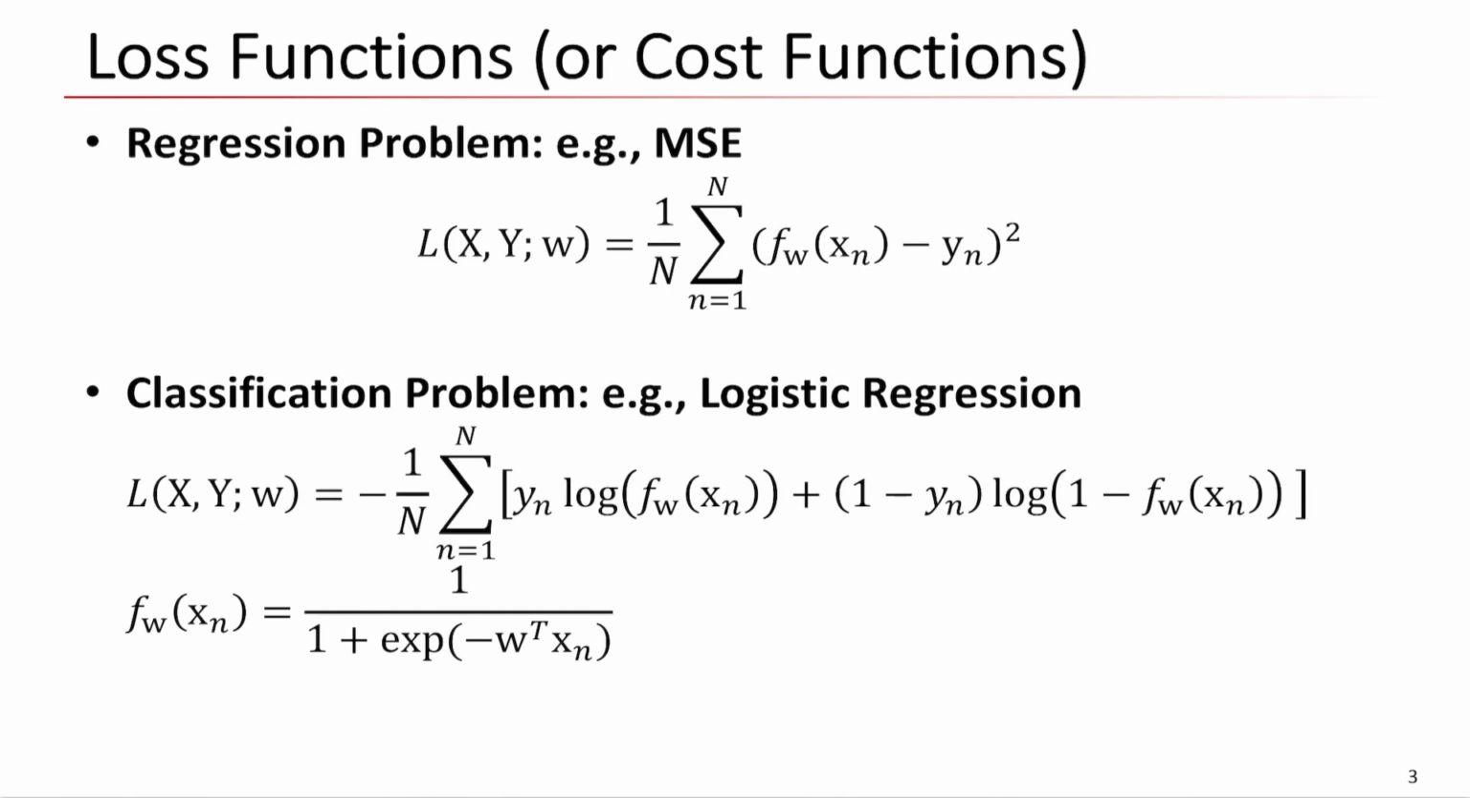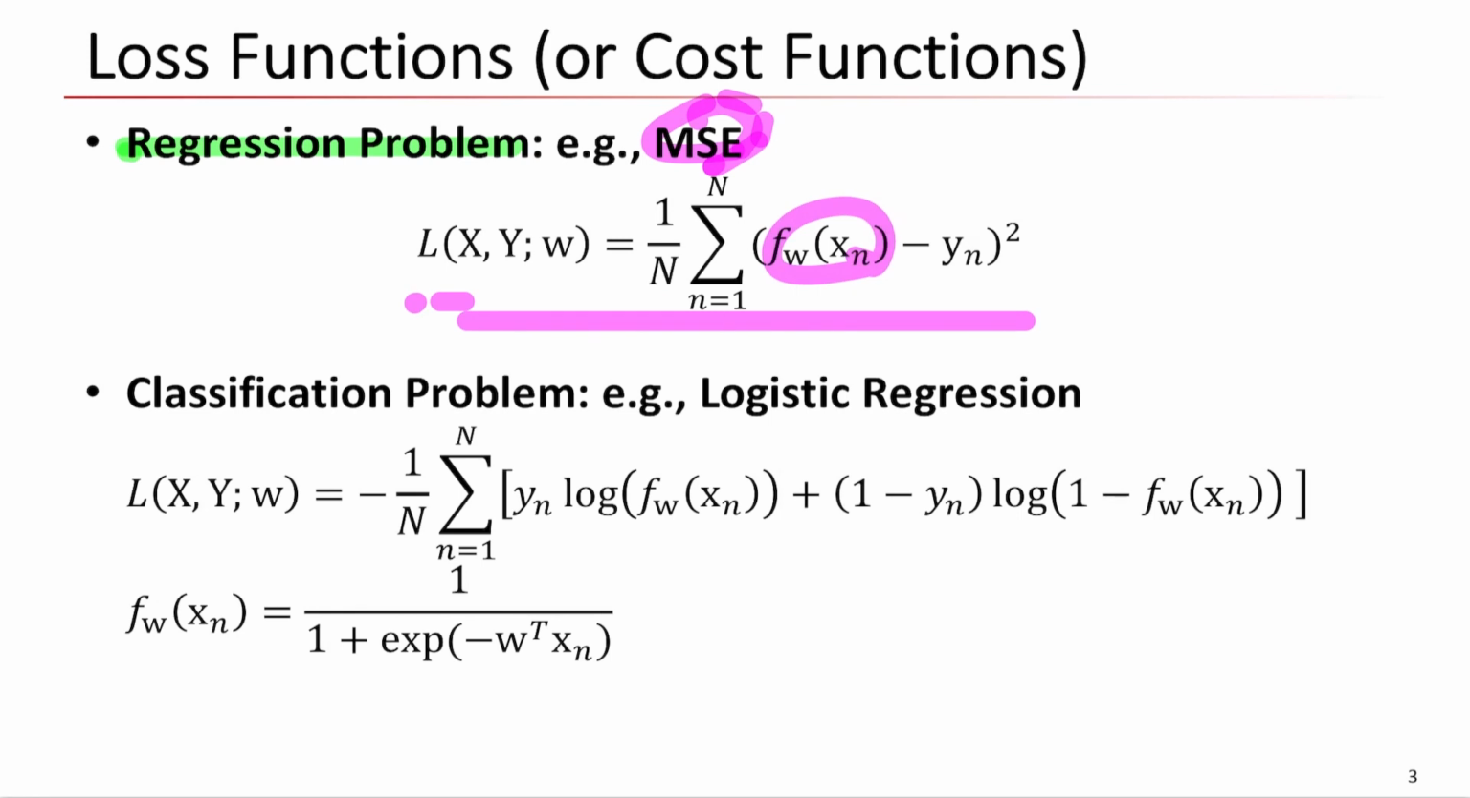For example, if your problem is a regression problem, then you can easily use the MSE, which is defined like this. This is the output of our deep convolutional neural network. Let me just say this is the DNN, the deep neural network. This is the output of the DNN, and this is the ground truth output defined in the continuous space. So this is just the regression problem loss.